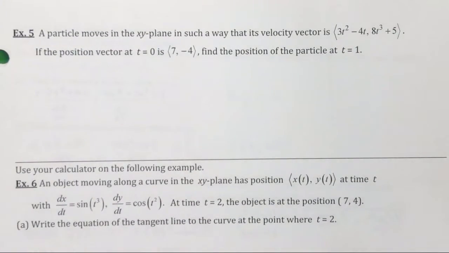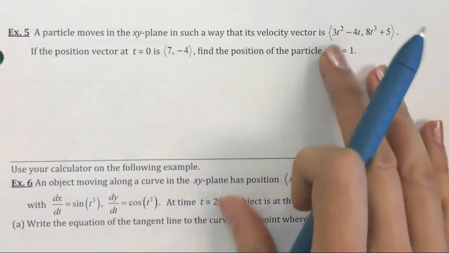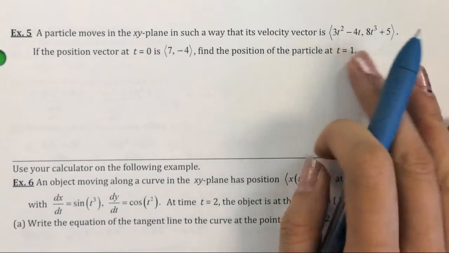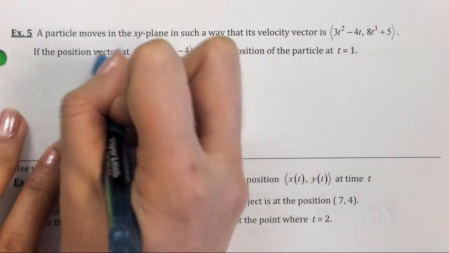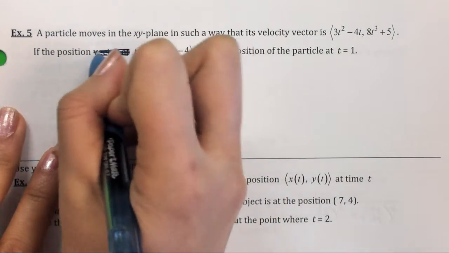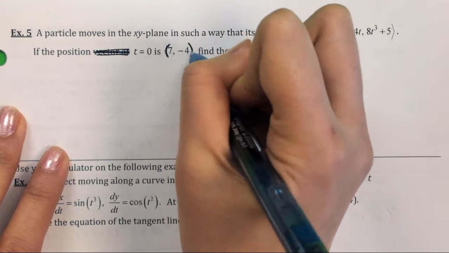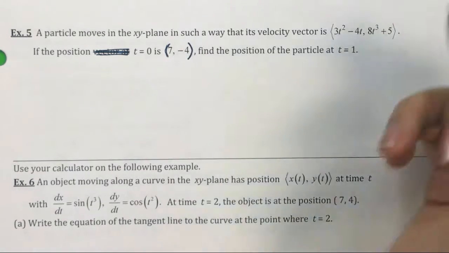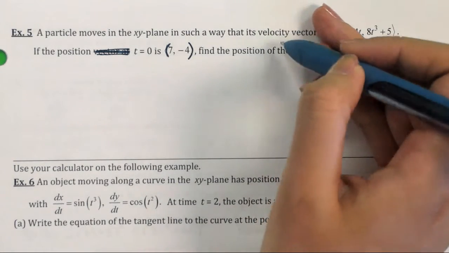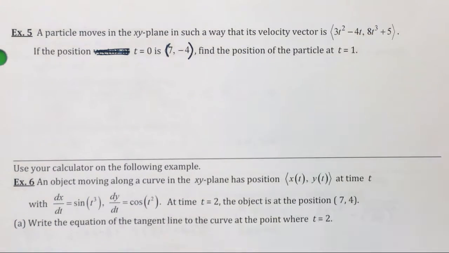A particle moves in the xy plane in such a way that its velocity vector is this. If its position is 7, -4, find the position of the particle at t equals 1. So at t equals 0, you're at 7, -4. Find the position of the particle at t equals 1. How do I go back from velocity to position?